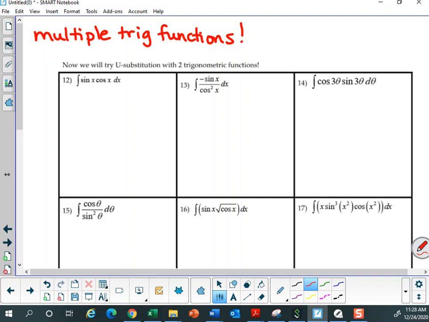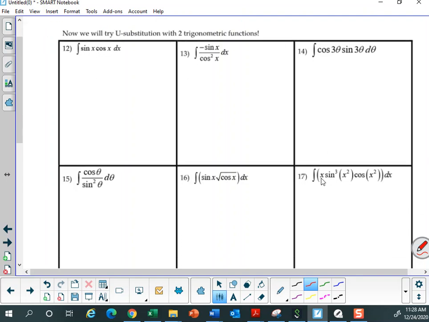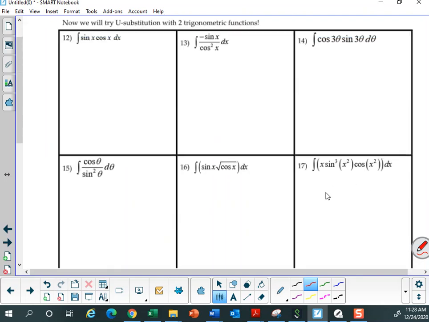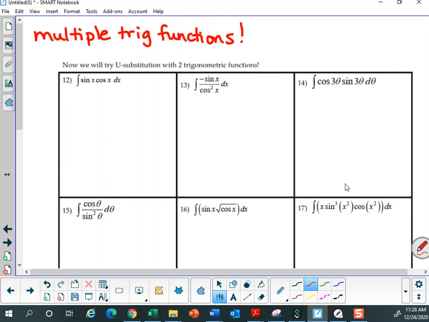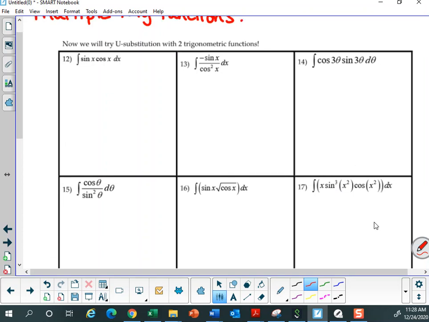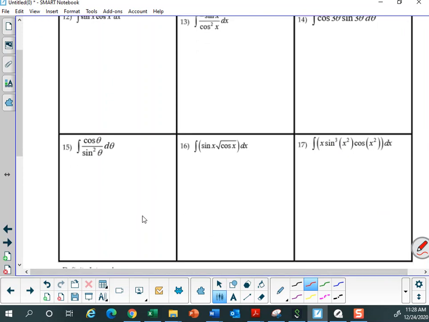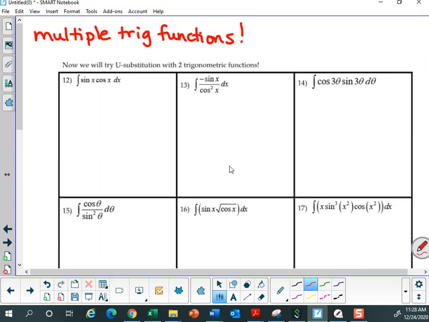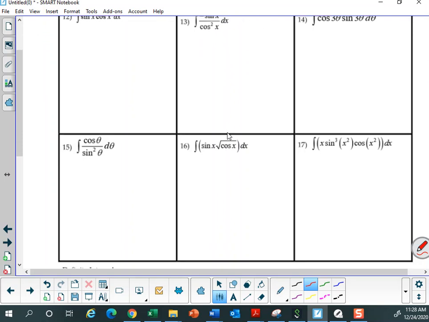like we see here, combinations of sines and cosines, typically that would mean that one of those functions needs to be u, and the other function will be a part of the du. In some problems, it actually will work either way. In other problems, it's very specific based on having one of your trig functions raised to a power. Anything raised to a power, it's very likely that the inside is going to be your u.